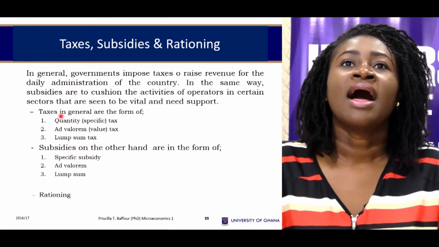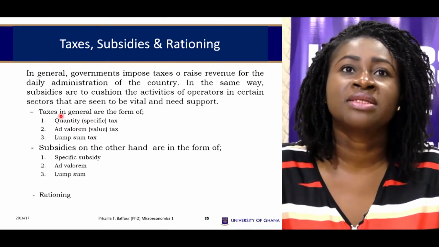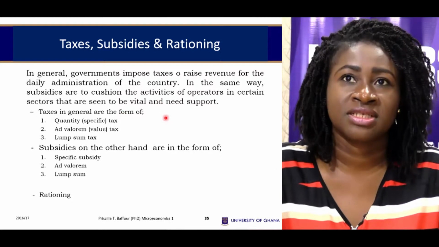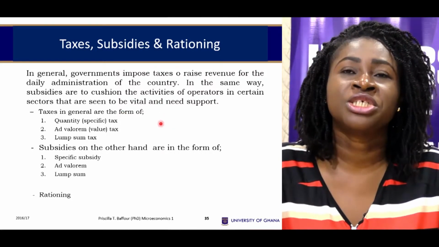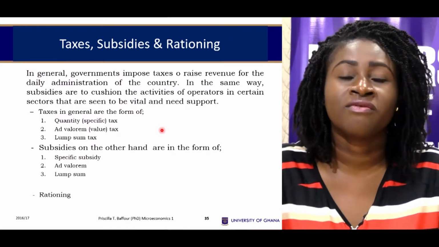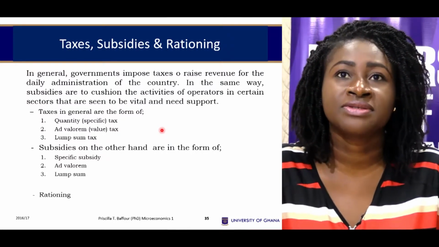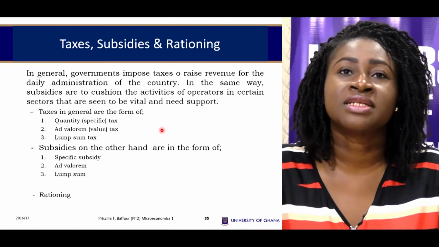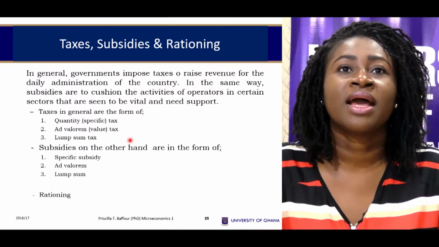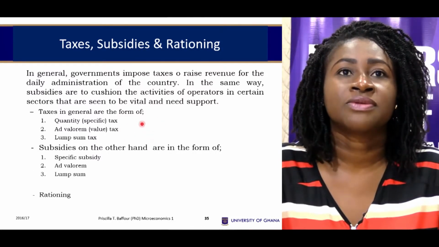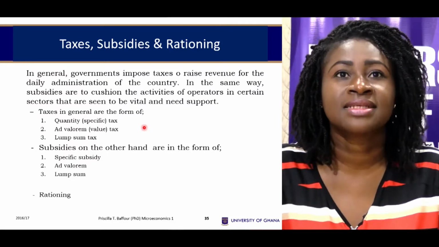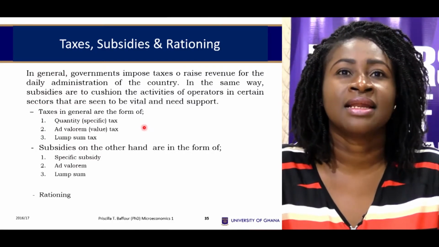Okay, so having discussed the budget constraints, we'll introduce quickly taxes, subsidies, and rationing, right? So we know that in general, government imposes taxation to raise revenue for the daily administration of the country. And taxes reduce the disposable income available to people to spend. So here we are looking at three different types of taxes: the quantity or specific tax, ad valorem tax, and the lump sum tax.